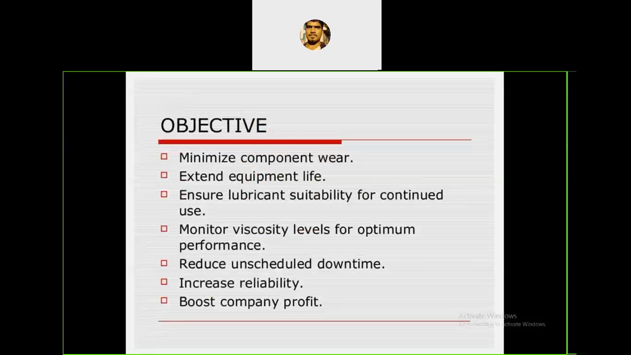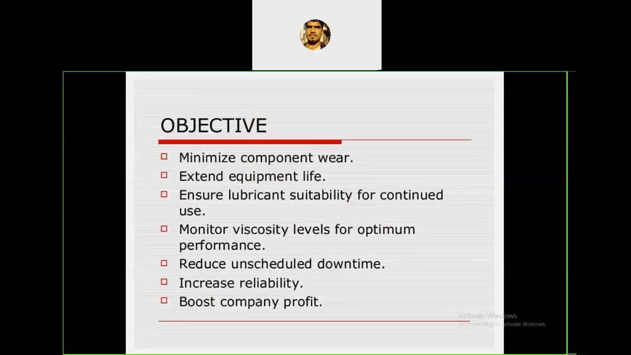And the main objective of this analysis is, first, if you use it in our component, it will minimize the component wear. That is our primary objective: to reduce or minimize the component wear. Second, it will extend the equipment life. Obviously, if the wear rate reduces, indirectly it will increase the component life.